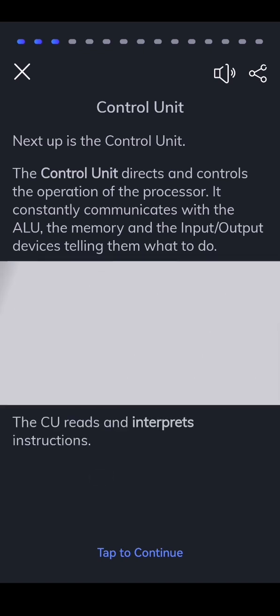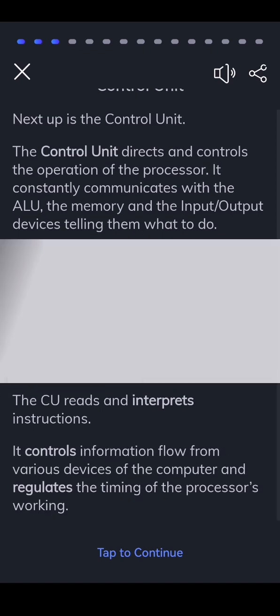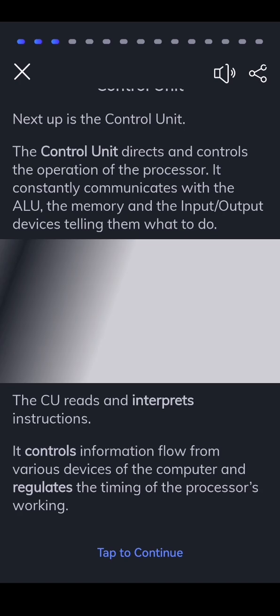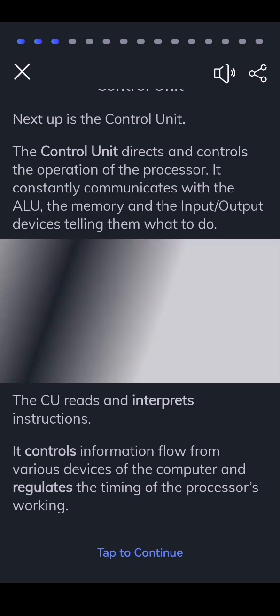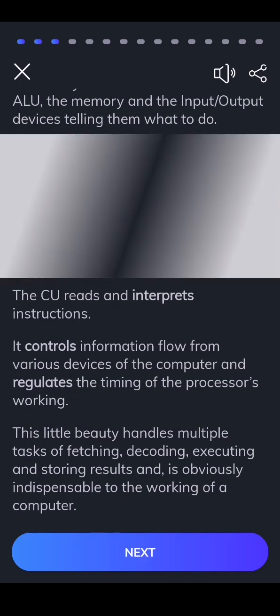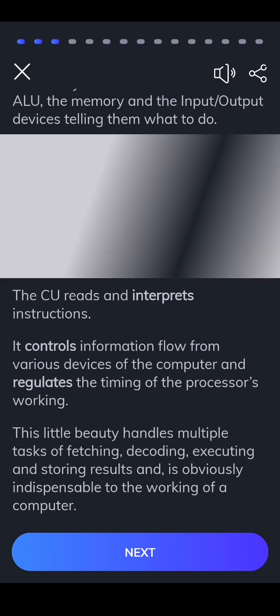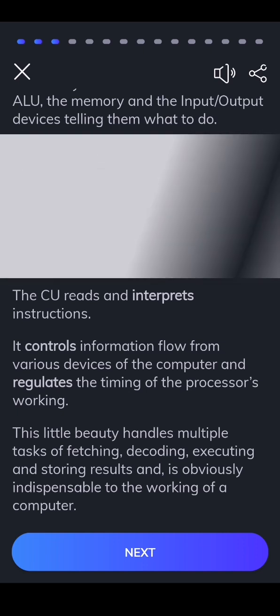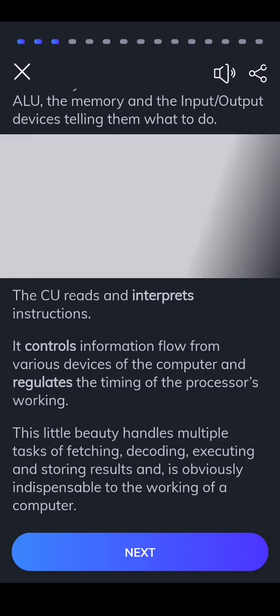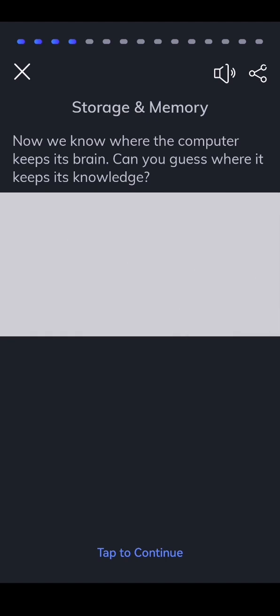The CU reads and interprets instructions. It controls information flow from various devices of the computer and regulates the timing of the processor's working. This little beauty handles multiple tasks of fetching, decoding, executing, and storing results, and is obviously indispensable to the working of a computer. Now we know where the computer keeps its brain.